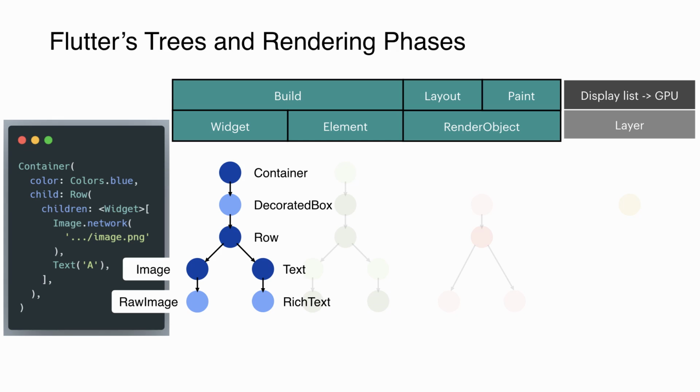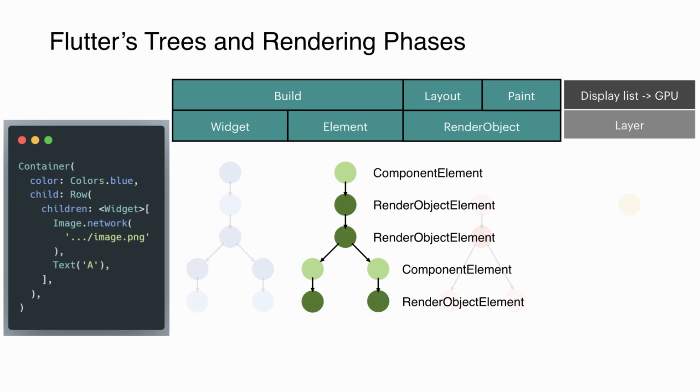So one thing to note is that the dark blue nodes, those are the widgets that we added to our code. However, a container would actually be a decorated box. So without us needing to, Flutter will actually create a decorated box once we create a container. And the same with the image and the text.